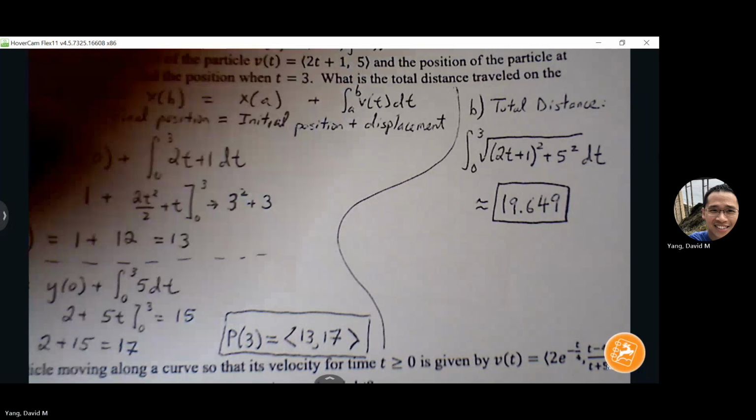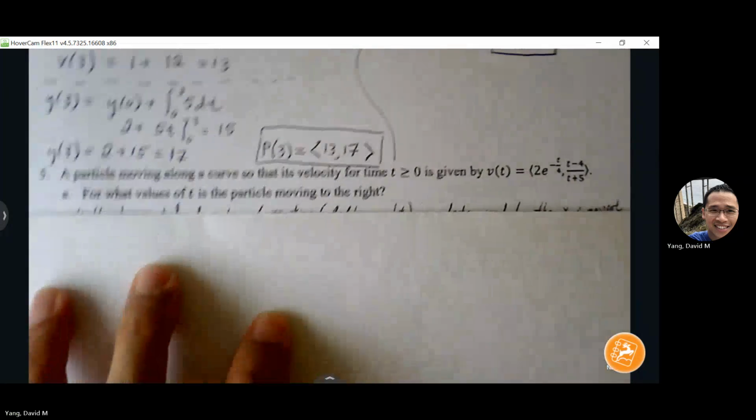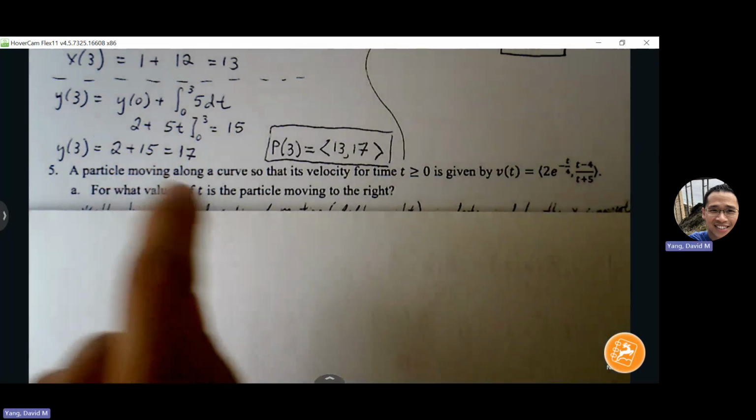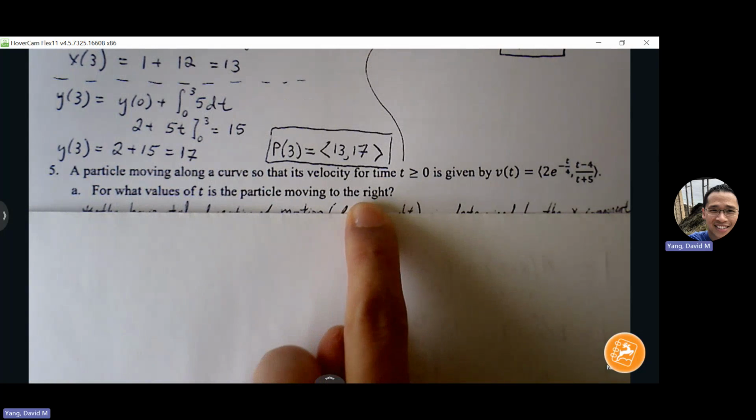All right, number 5. A particle moves along a curve so that its velocity is given by v of t. We have 2e to the negative t over 4, which is going to give us information about the horizontal movement of this particle. And then we have the y component of the velocity, which is telling us when this object is moving up and down. So it says, for what values of t is the particle moving to the right?